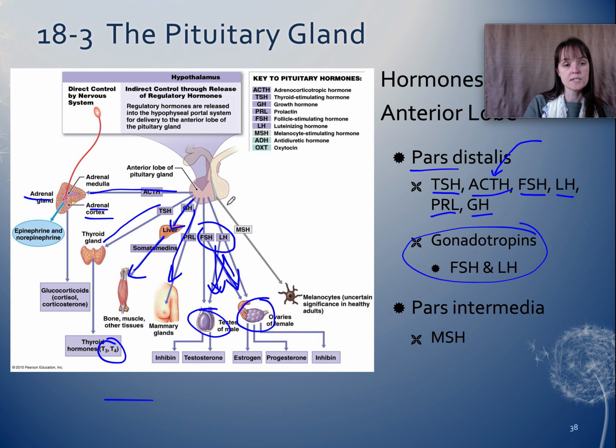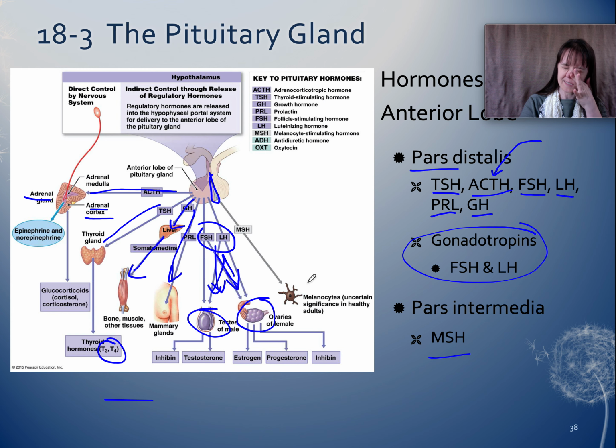Okay, so the pars intermedia is this thin slice between the adenohypophysis and the neurohypophysis. It is technically part of the adenohypophysis, the anterior pituitary, and it makes MSH, which is melanocyte stimulating hormone.